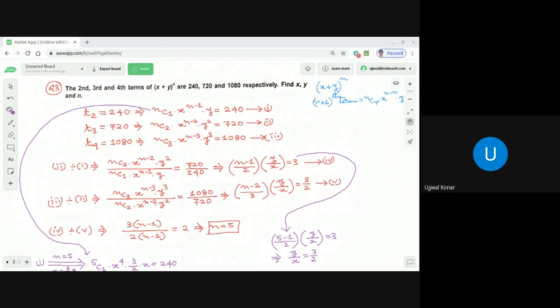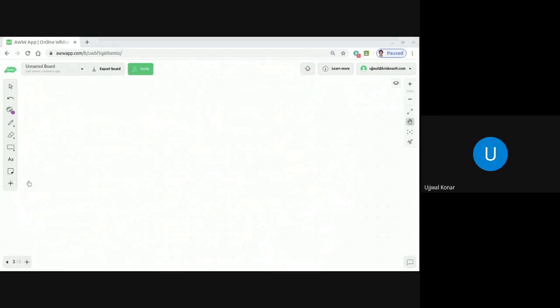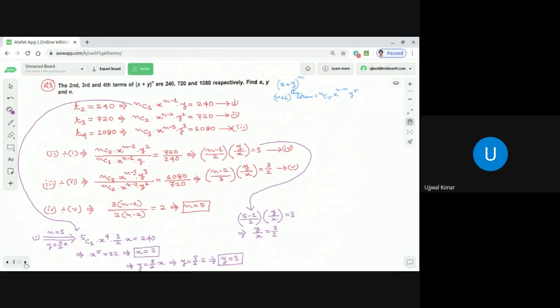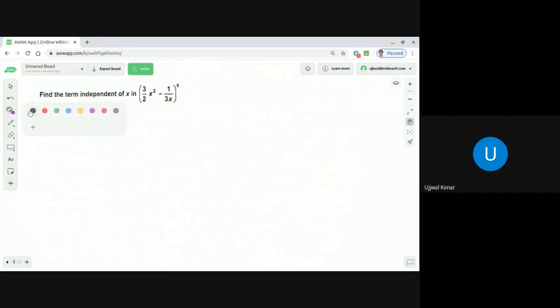Yes, sir. Okay, great. Now the next question, that will be the last question for today's session, is here, because this kind of question is also very likely to come. Find the term independent of x in the expansion of (3 by 2 into x square minus 1 by 3x) to the power n. So this is the fourth question we are discussing today. Find the term independent of x.